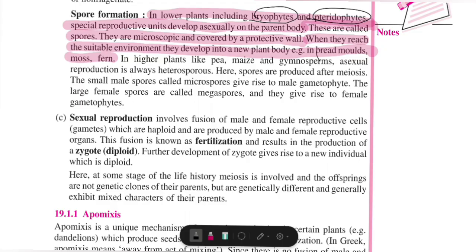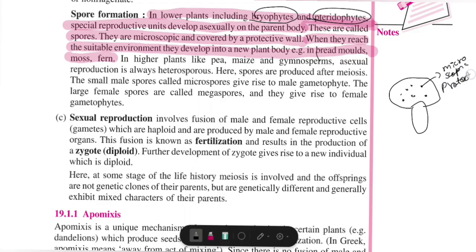So what will happen in this example? I will take some plant here, for example. Okay, I'll just draw a random plant. Let's take a mushroom here, just for understanding. So what happened here is that special reproductive units develop asexually on the parent plant. There are these small special units that just develop on the parent plant. They're very small. What are these special units? They are microscopic, and they are covered by a protective wall.